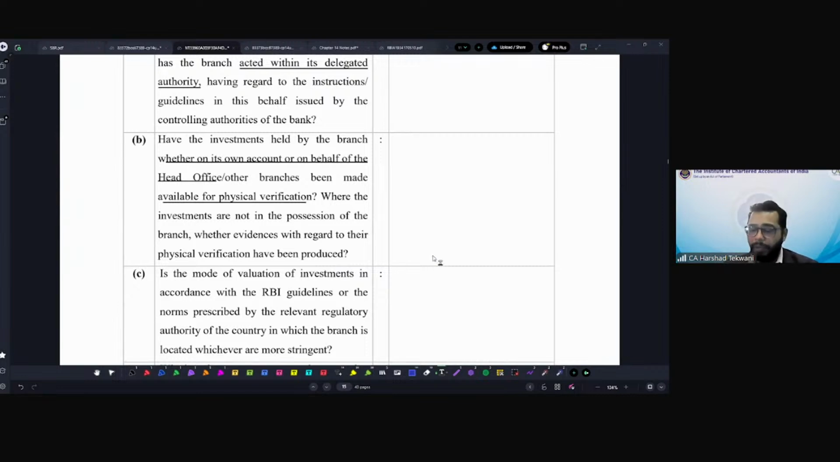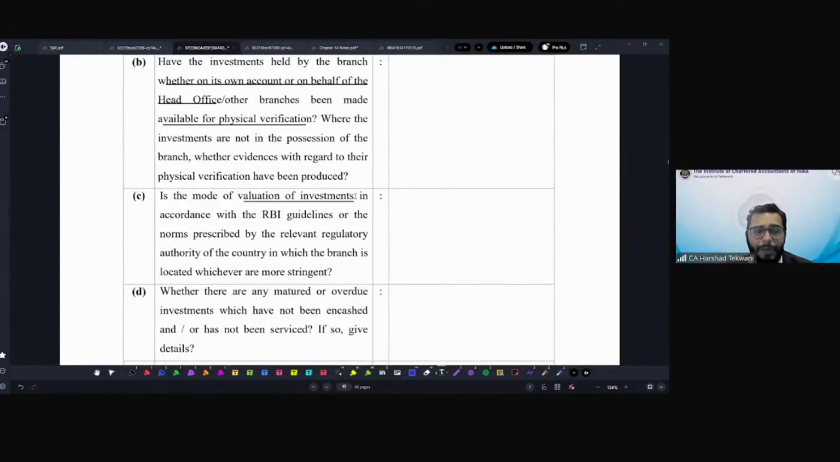Sometimes there is a risk that a branch may purchase investments in the name of some other person. That is not appropriate. So whether the investments are held in their own account or on behalf of the head office or not. And valuation of the investment in accordance with the RBI guidelines.